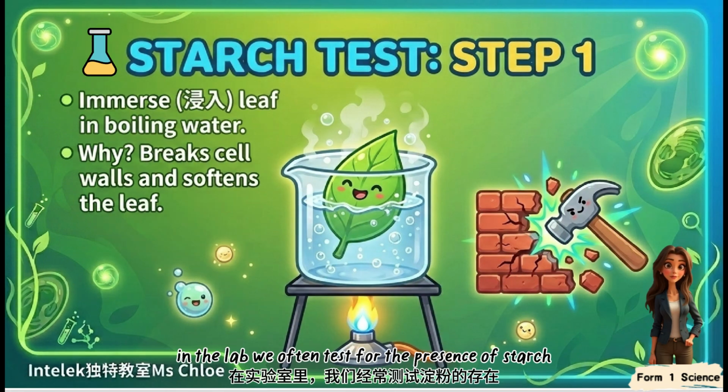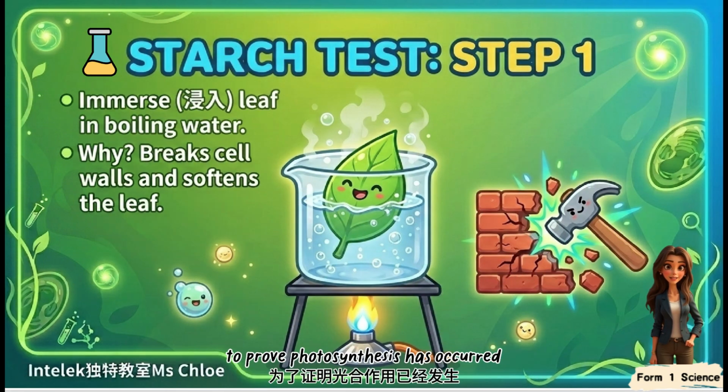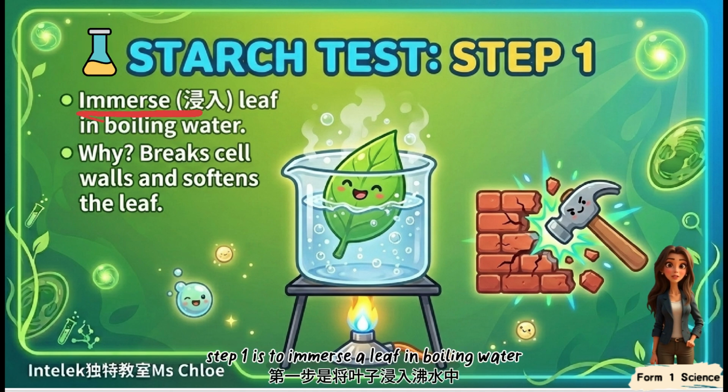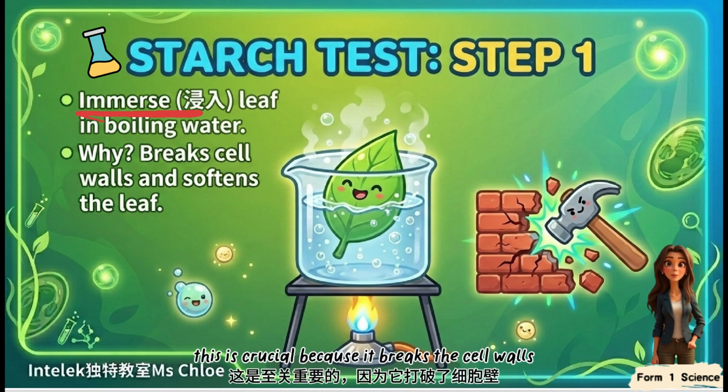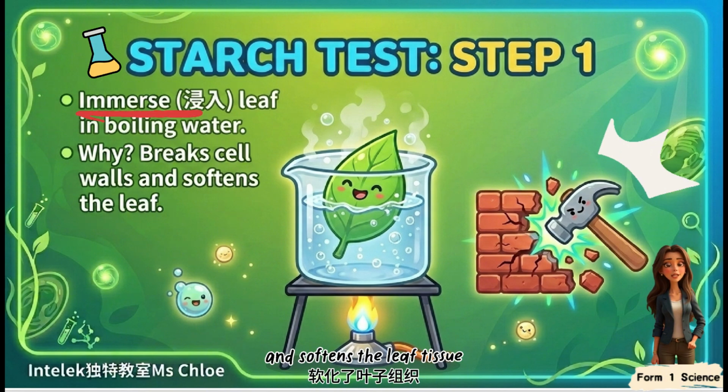In the lab, we often test for the presence of starch to prove photosynthesis has occurred. Step 1 is to immerse a leaf in boiling water. This is crucial because it breaks the cell walls and softens the leaf tissue.